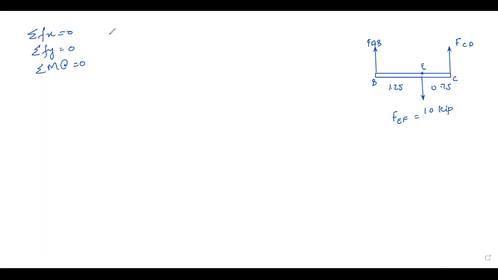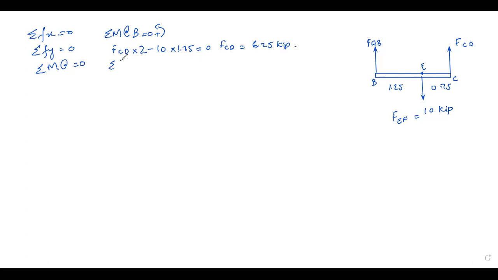So summation of moment at point B is equal to 0, anti-clockwise positive. So the equation will be FCD times 2, the total length, minus 10 times 1.25. What is this 10? This is the load, and 1.25, it is clockwise. So we assume it clockwise, it will be equal to 0. So FCD will be equal to 6.25 K. This is the third equation of equilibrium.